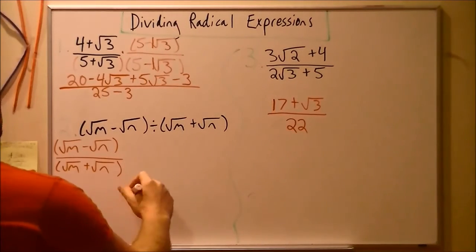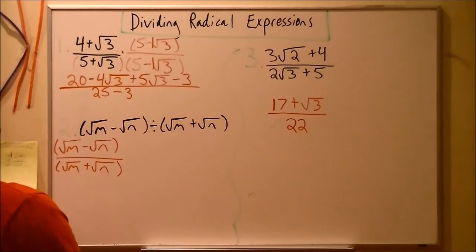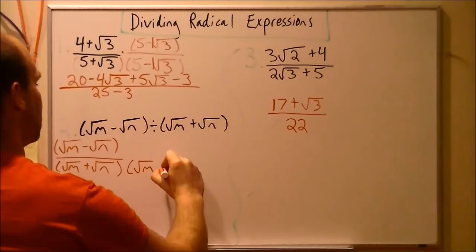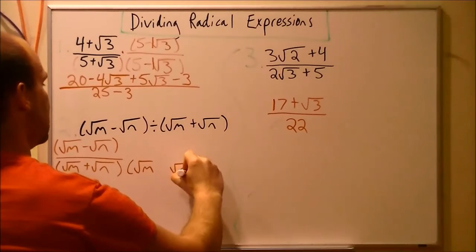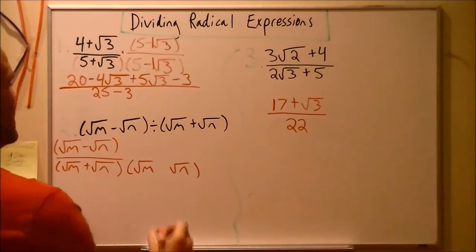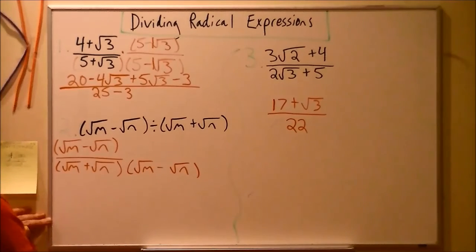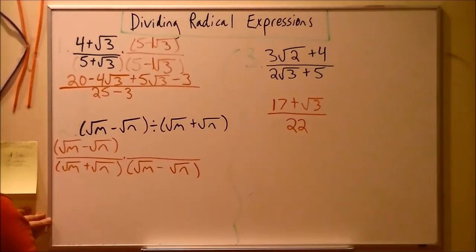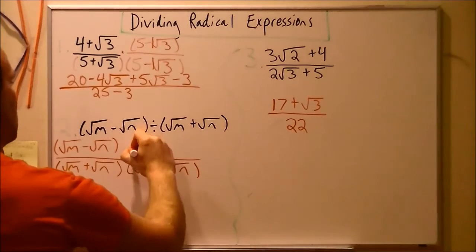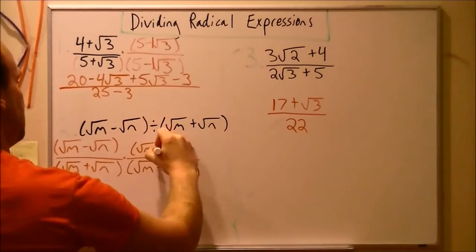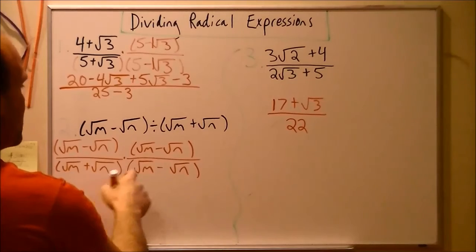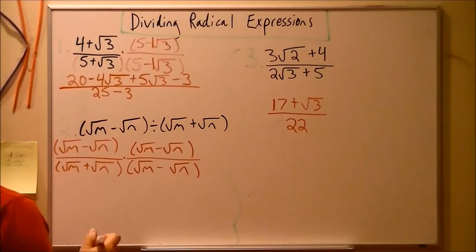Okay, the conjugate of square root of m plus the square root of n, it's the same thing, square root m and square root n. The only difference is the sign in the middle. It's going to be a negative instead of a positive. And so whatever I do to the bottom, I have to do to the top, and that's a negative. So square root of m minus the square root of n. Whatever I multiplied by on the bottom, I have to multiply with the same thing on the top.